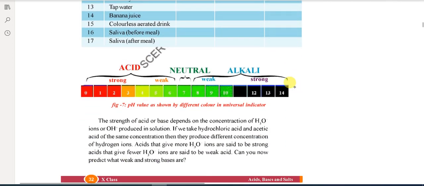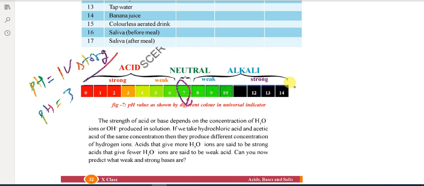So weakness and strongness are also very important. Here, first point: distilled water is green color, and on the left-hand side, acid is red color. Suppose we compare pH equal to 1 and pH equal to 3. Both solutions are acids, but which is stronger? Many students say pH number 3 is strong. Wrong. The value pH equal to 1 is strong.